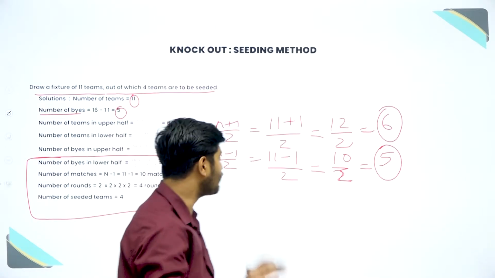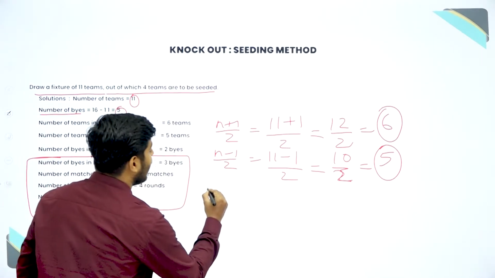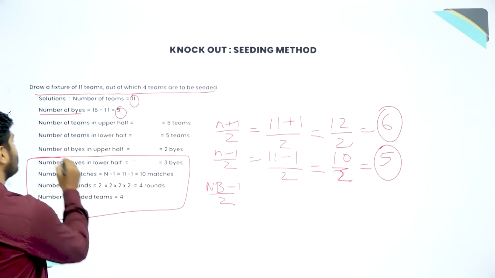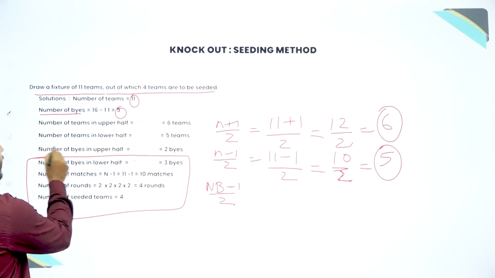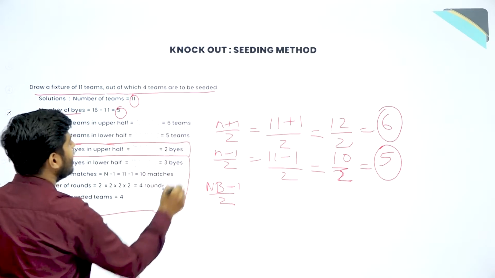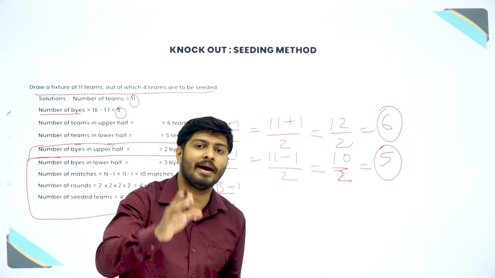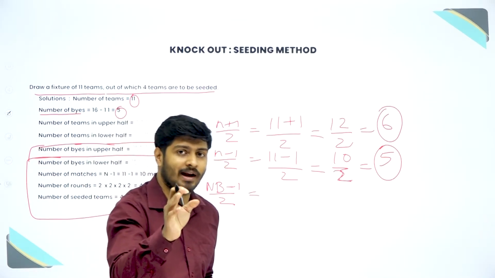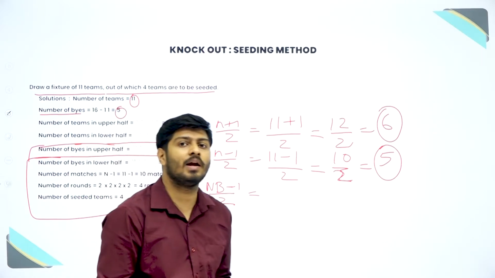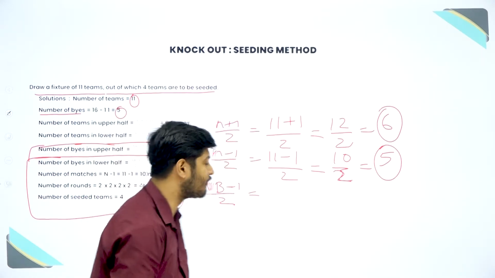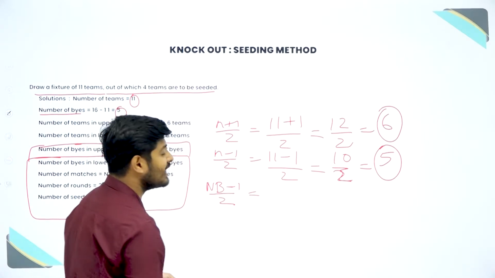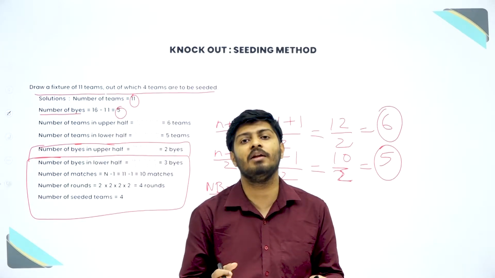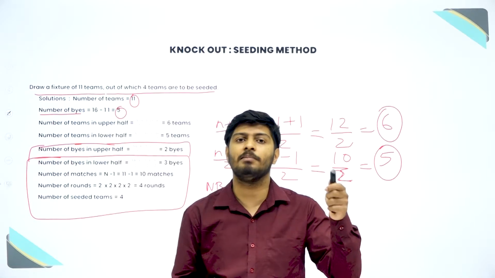We will see that. So what's the formula? For the upper half, the formula is NB minus 1 divided by 2, where NB is the number of byes. Remember this, you may get confused here. I will tell you what confusion you may get and I will clear it. First, let's see how to calculate the division of byes in upper half and lower half. In the whole chapter, anywhere you see NB, understand that means number of byes.